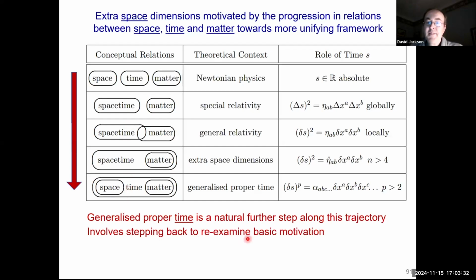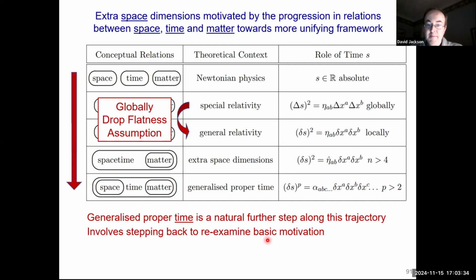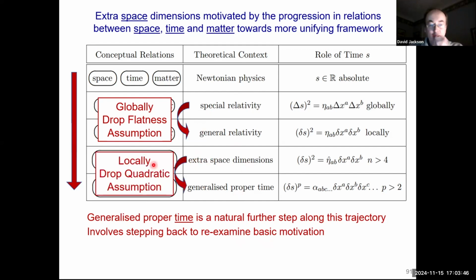It involves stepping back to re-examine the basic motivation. So from special relativity to general relativity, the global flatness assumption was dropped. Here, going from extraspatial dimensions to generalized proper time, we're dropping this quadratic assumption. We need a quadratic assumption for the spatial part, but not for the matter part.